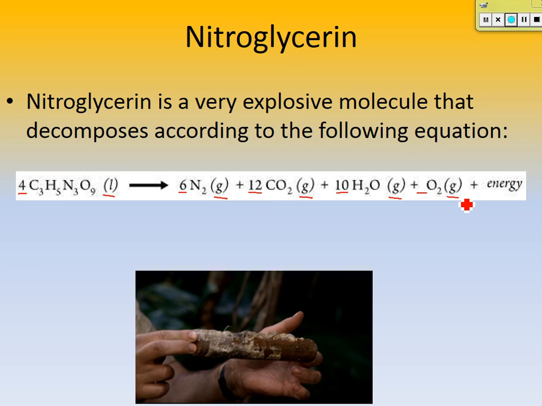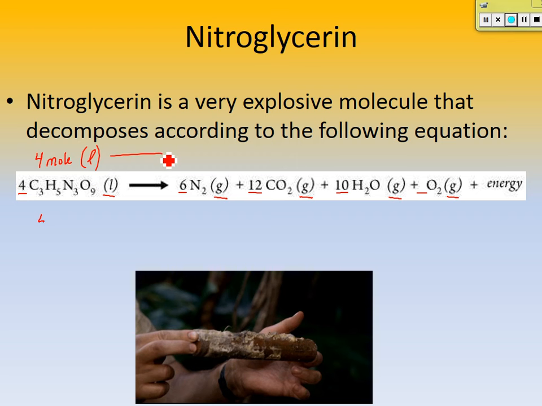Now if you look at this reaction and think about it in terms of entropy, which side is more disordered? The left side, the reactant, or the right side, which are the products? The products are way more disordered, because we got 4 moles, which are in the liquid phase, which is more ordered.